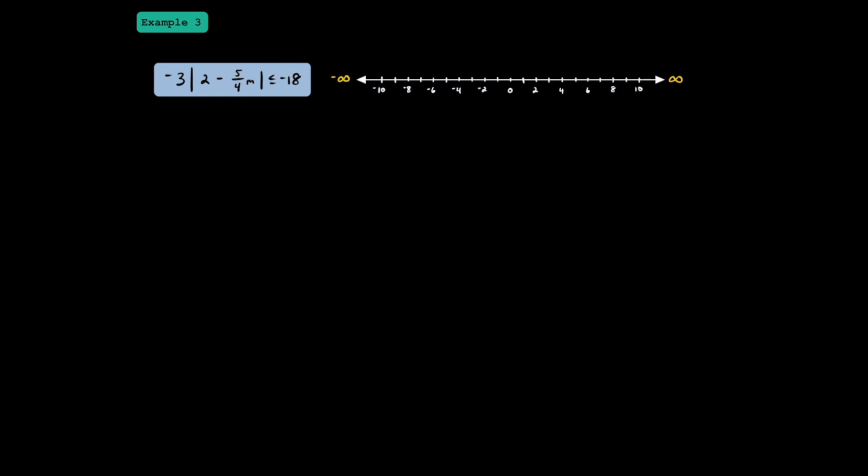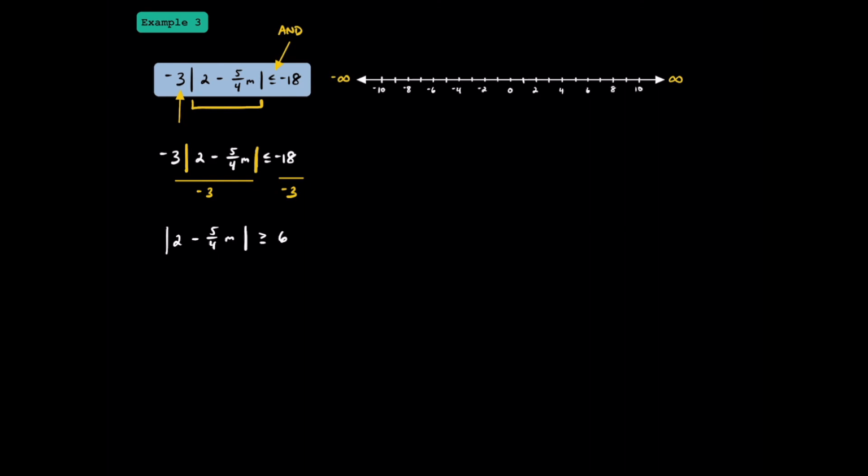Let's try example 3. Right from the start, we notice that we have to get this isolated. We have to get rid of this negative 3, and it looks like we're going to have an and inequality. To isolate our absolute value, we're going to have to divide both sides by negative 3. The negative 3's on the left are going to cancel out, and we're going to have the absolute value of 2 minus 5 over 4m is greater than or equal to positive 6.